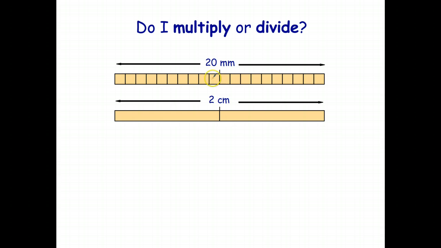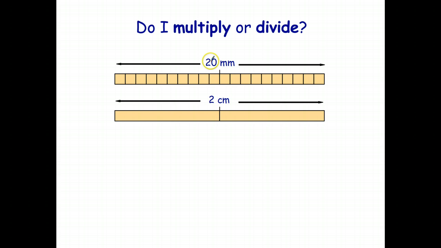If I'm chopping it up into smaller pieces, I'm going to have more of them, and therefore I need to multiply. So 2 centimeters converted to millimeters, I'd have to multiply by 10 to get the 20. If I'm converting from small units back to big units, well, there's fewer of these. There's only 2 centimeters in place of 20 millimeters. Same length, but by using bigger units, you need a smaller number of them.